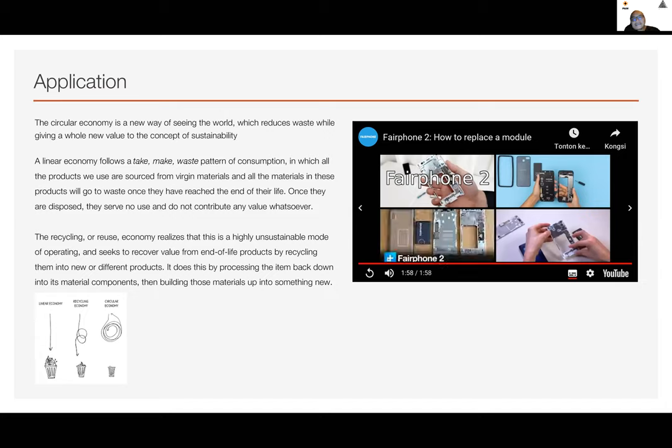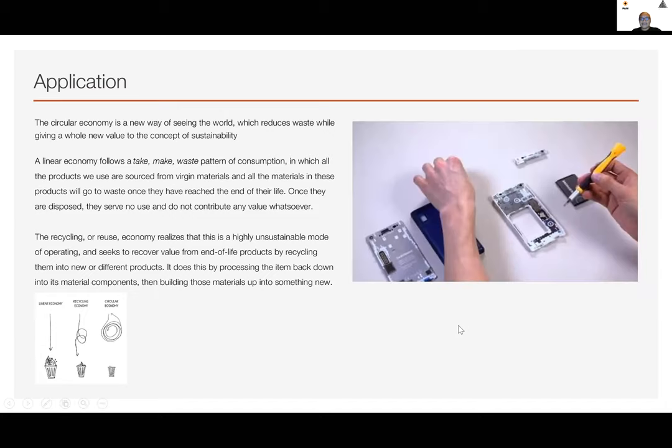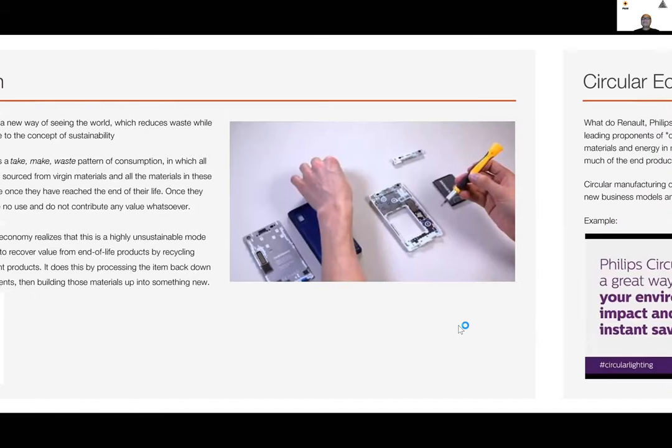So this is another idea of putting the circular economy into a mobile phone, where the circularity is maintained in the loop. The phone is made modular, in the sense that if you want to upgrade, you just buy the components and upgrade the phone to whatever specs you can afford. So that's another strategy.